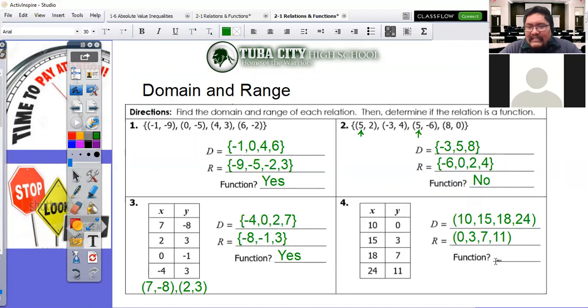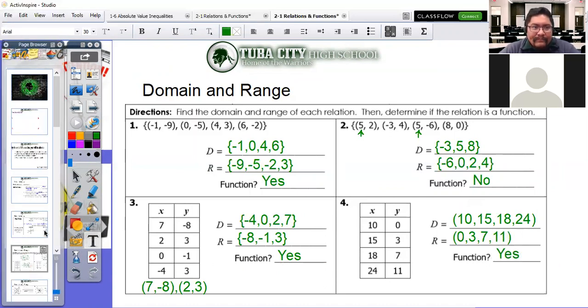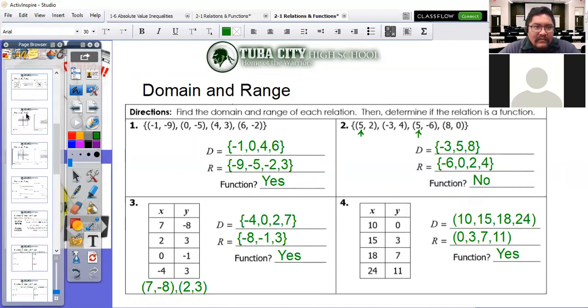And this one's kind of an easy one because it looks like both value sets of x and y are already in order. Looking at our x column, nothing repeats. So this is a function. So yes, it is a function.